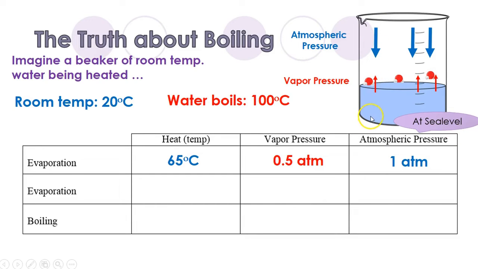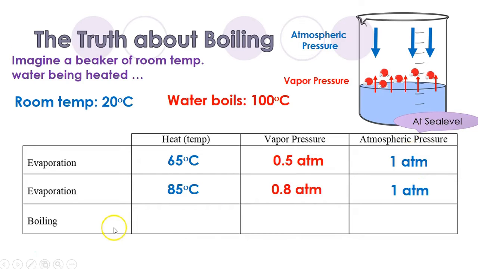Let's say we increase the heat a little bit to this beaker, and now we're heating the water up to 85 degrees Celsius. What we're going to see is more particles are going to escape into the air, and the vapor pressure is going to increase, let's say maybe 0.8 atm. Our atmospheric pressure is going to stay the same because we're still at sea level.